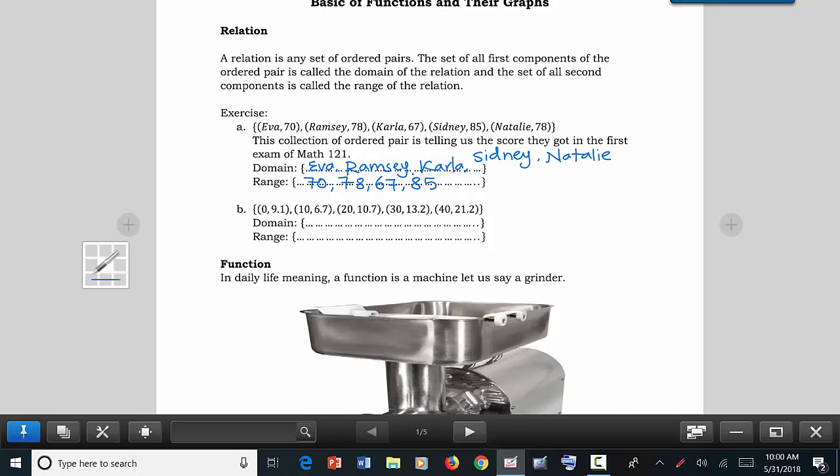Now for number B, the domain, the first component of the ordered pair: 0, 10, 20, 30, 40. The second component of the ordered pair, outputs or range: 9.1, 6.7, 10.7, 13.2, and 21.2.